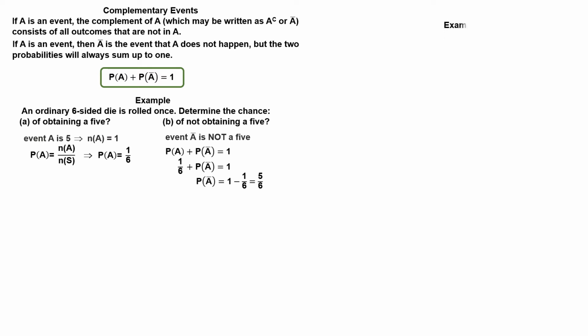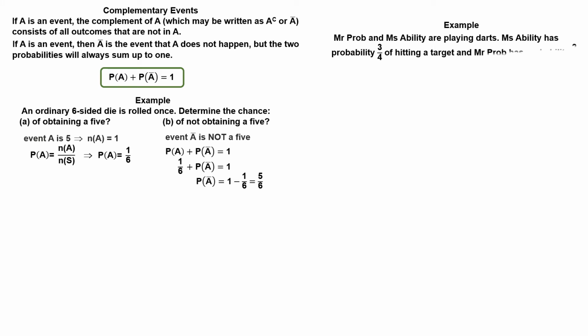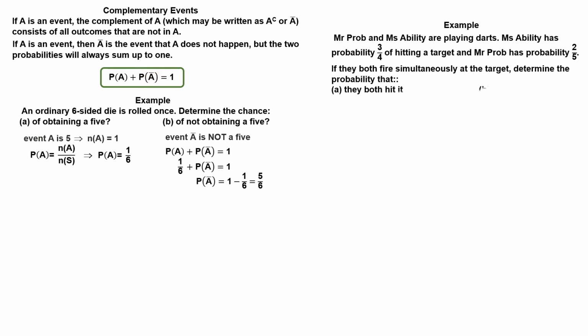Example. Mr. Prob and Ms. Ability are playing darts. Ms. Ability has probability 3 over 4 of hitting a target, and Mr. Prob has probability 2 over 5. If they both fire simultaneously at the target, determine the probability that they both hit it, and that they both miss it.